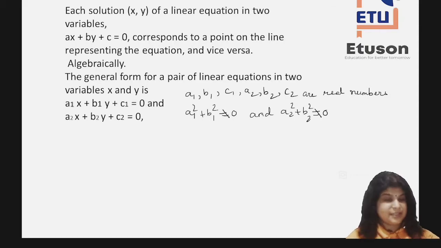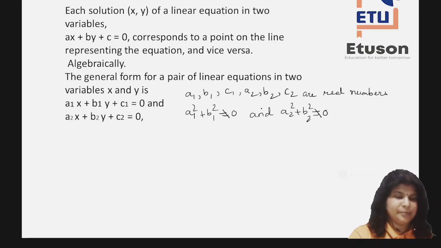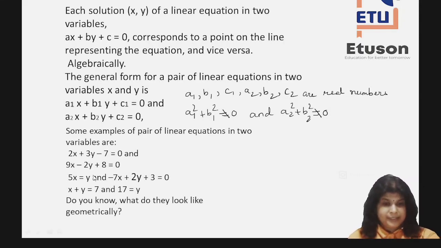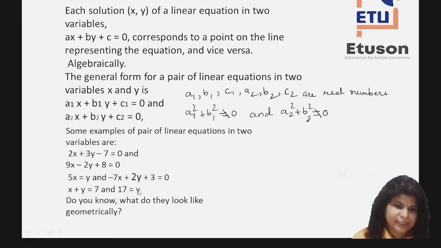Okay, so this is the standard form. Now let us take some examples of linear pairs. I have taken four sets of examples. Previously we have already framed one set. This is the second set, that is 2x plus 3y minus 7 equal to 0 and 9x minus 2y plus 8 equal to 0. Similarly, 5x is equal to y, and minus 7x plus 2y plus 3 is equal to 0. This is in the standard form, ax plus by plus c equal to 0. And another linear pair, that is x plus y equal to 7 and 17 equal to y.